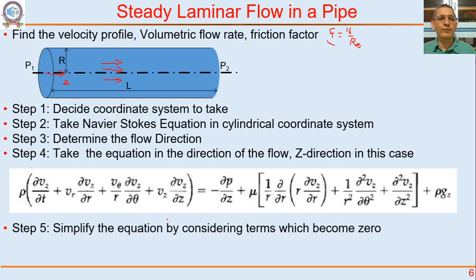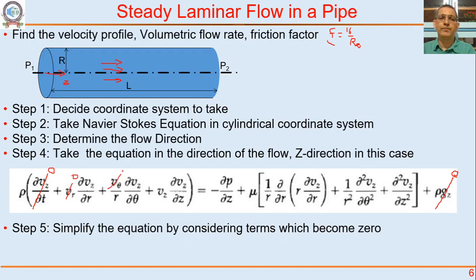Let's try to do that for this particular case. Flow is steady state, so can we neglect this? This is zero. Pipe is horizontal. What can we say about g_z? The component of gravity in the z direction is zero. Flow is in the z direction. Is there any flow in the r direction? Is there any flow in the theta direction around the axis? Is there flow in the r direction away from the axis? No. v_r is 0.